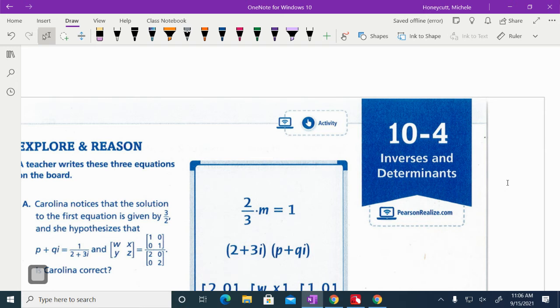What page is this on? 470. This is 475, but we're going to write down stuff on 476.